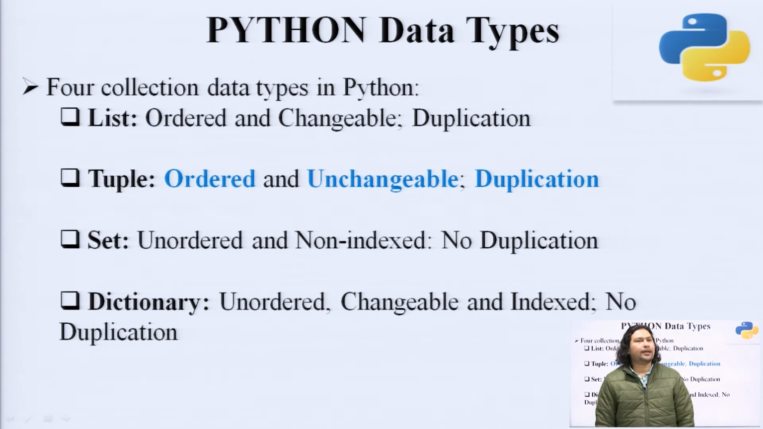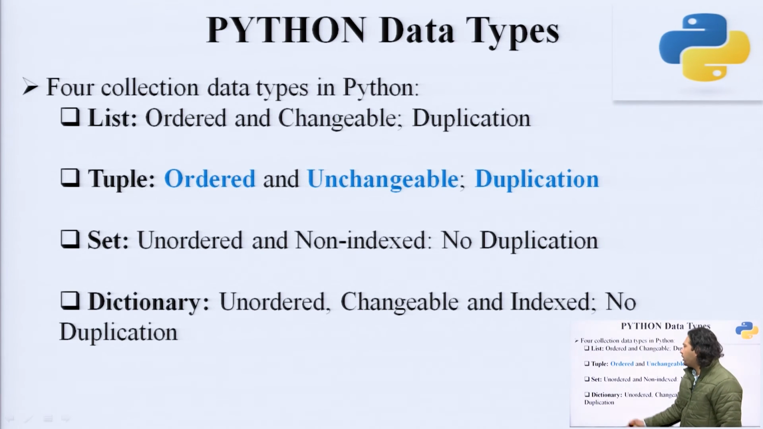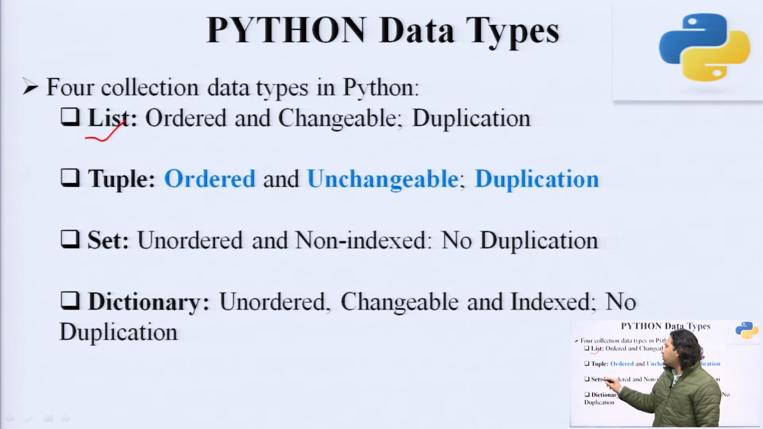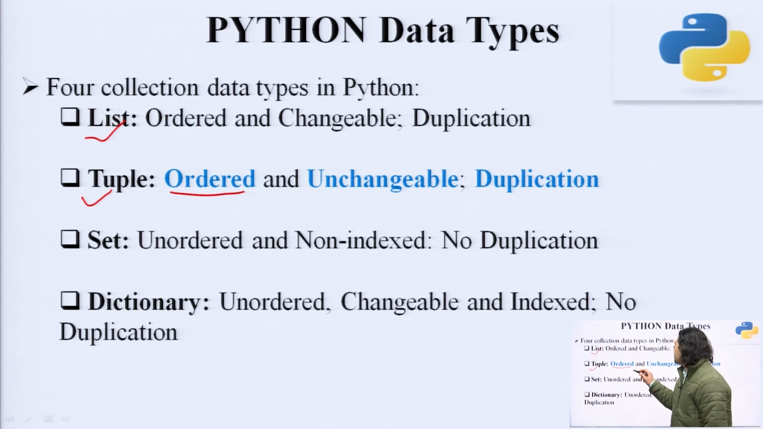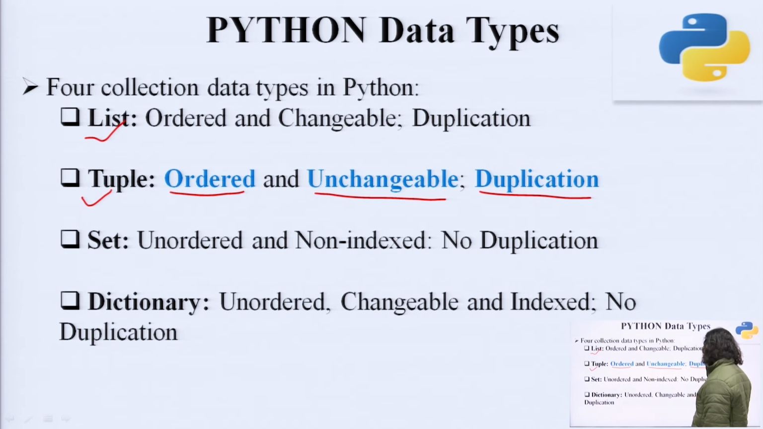Now, the next data type is the tuple data type. We have already covered everything about the list data type. Now, we are going for the tuple data type. In the tuple data type, we have some characteristics. The very first one is ordered, the second is it is unchangeable, the third one is duplication is allowed.